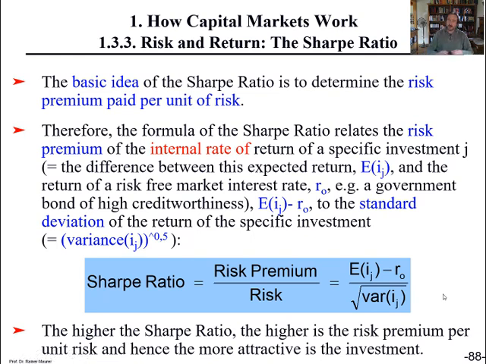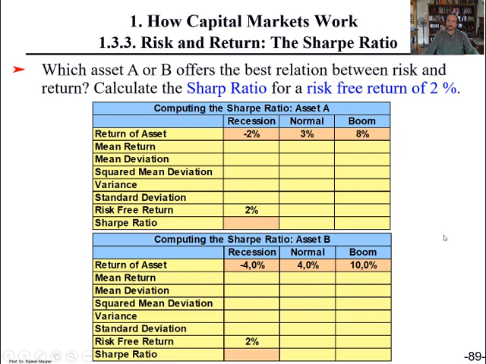Of course, the higher the Sharpe ratio, the higher the risk premium per unit of risk, and hence the more attractive is the investment. So we should always select the investment with the highest Sharpe ratio. Now let's do an exercise based on the Sharpe ratio. Which asset, asset A or asset B, offers the best relation between risk and return according to the Sharpe ratio? Let's assume that the risk-free return is 2%.